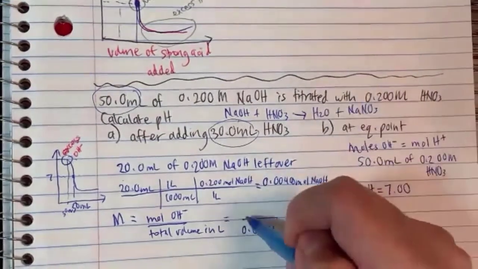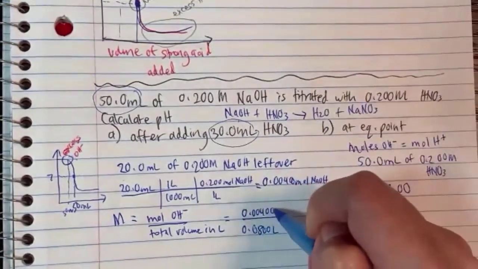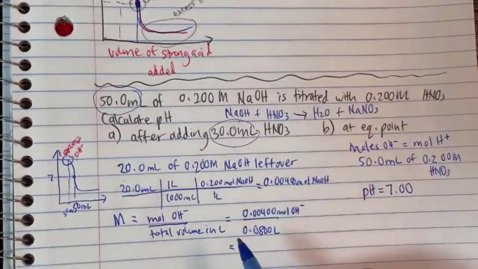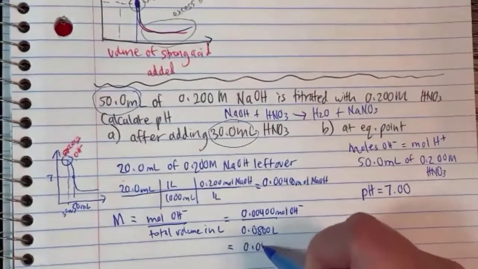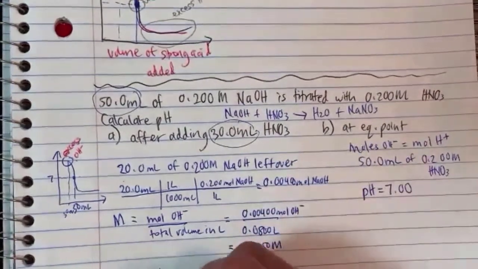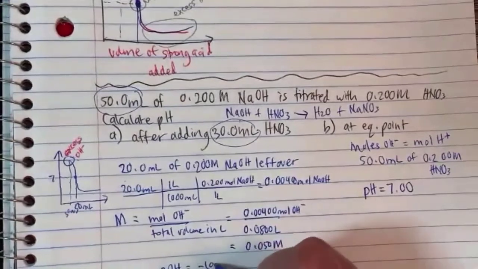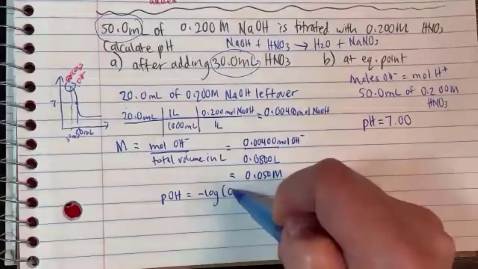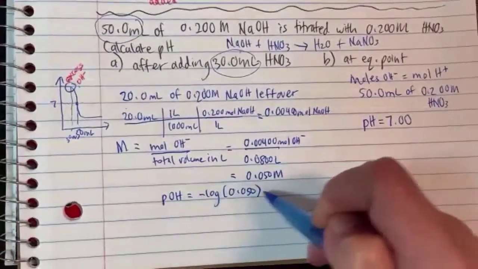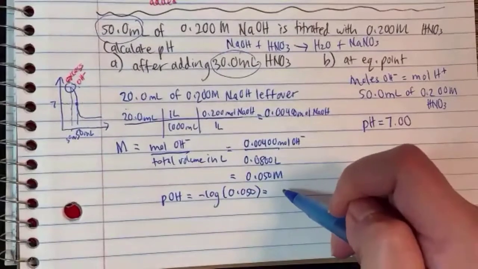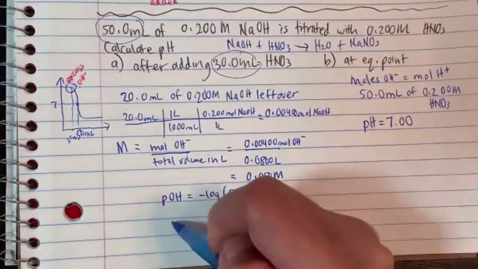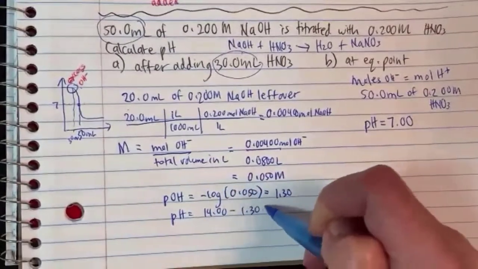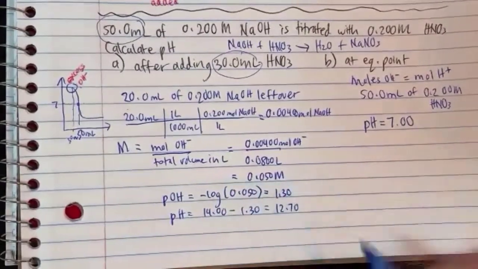So let's put this in there. And then we can get the molarity. So the molarity comes out to be 0.050 molarity. So therefore my pOH is minus log of OH, which is this guy. Which gives me 1.3. Therefore pH is 14 minus 1.3. You get 12.7.